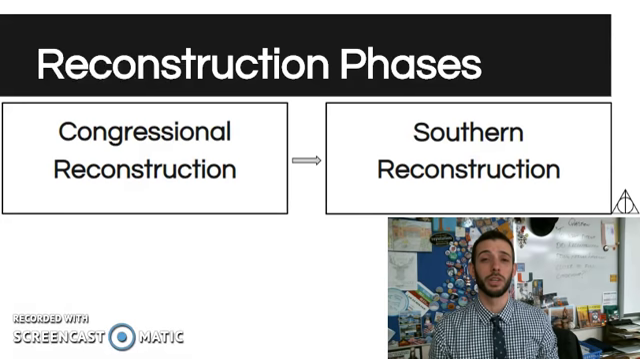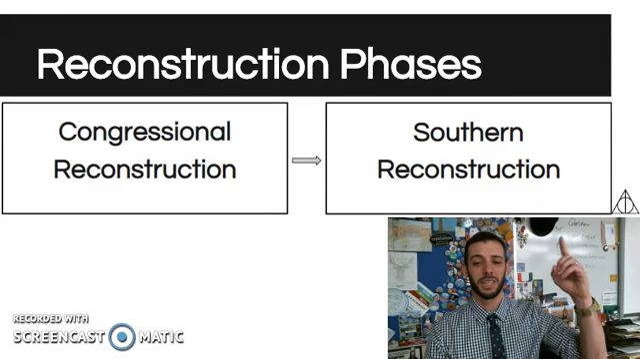Okay. So that was the Congressional Reconstruction phase of Reconstruction. We're going to Southern Reconstruction next. See ya.